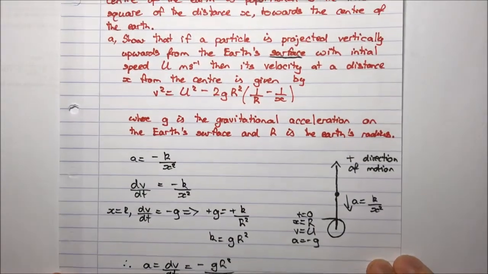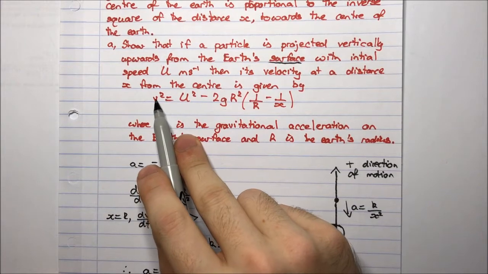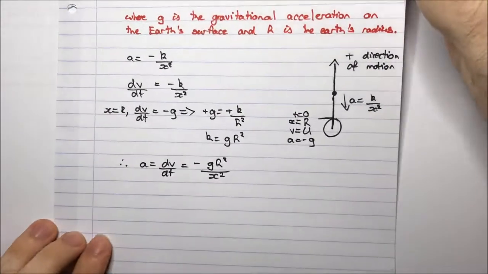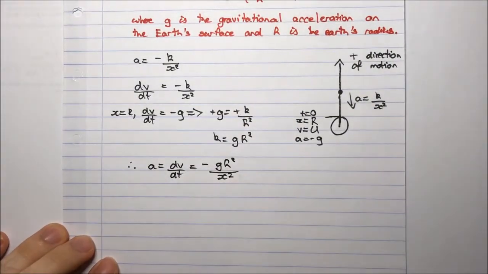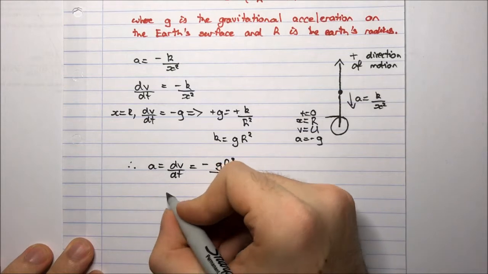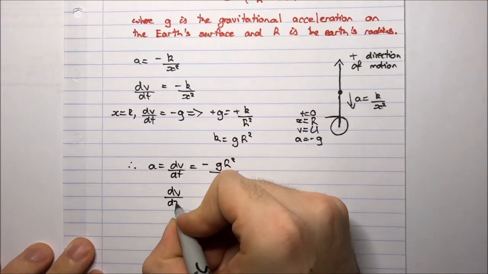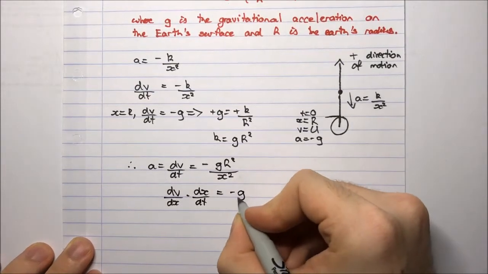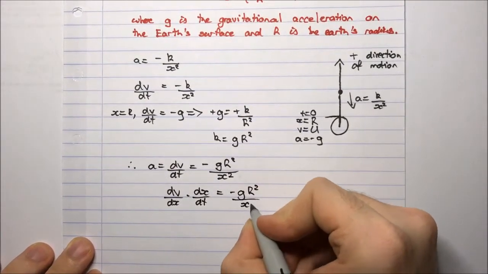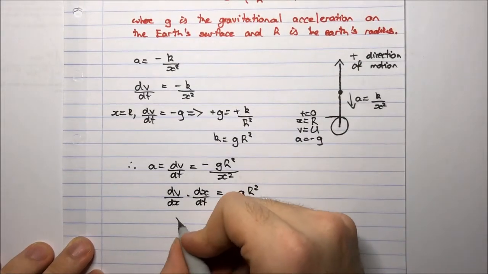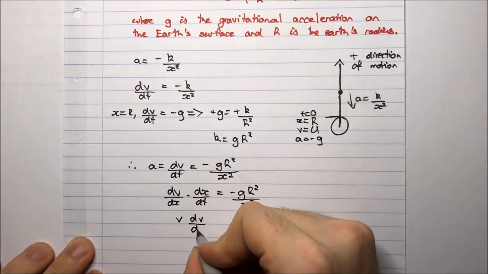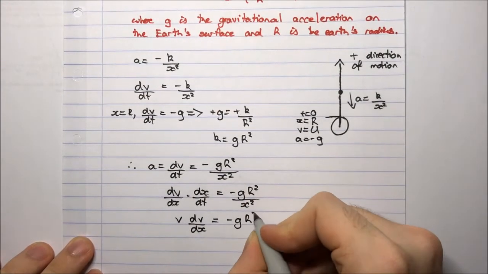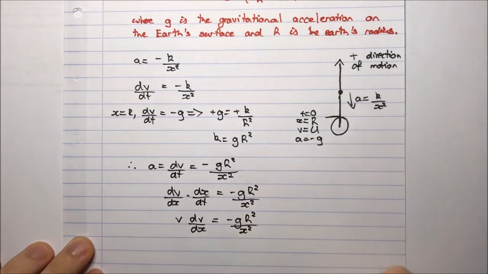Okay, so let's have a look at the question again. We have v squared in terms of x. So we need something that relates v to x, and so our dv on dt needs to be altered a little bit, and we use the chain rule. We say dv on dx times dx on dt, which hopefully you can recognize as v times dv on dx, because dx on dt is the velocity. So that's equal to minus gr squared over x squared.